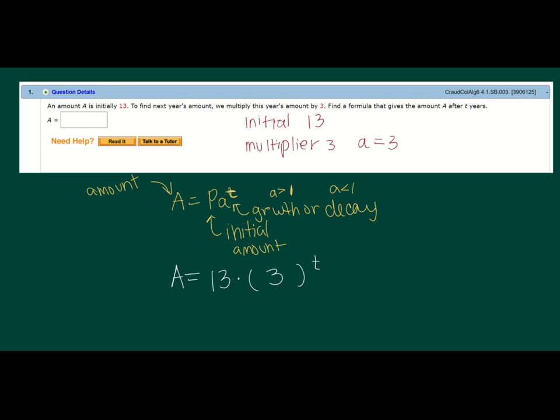A lot of common errors would be that you think you can type in 13 times 3 to the t without being careful. This is not right. Only the 3 is being raised to the t power, all right? So keep those little details in mind when you're going through the rest of the questions as well.